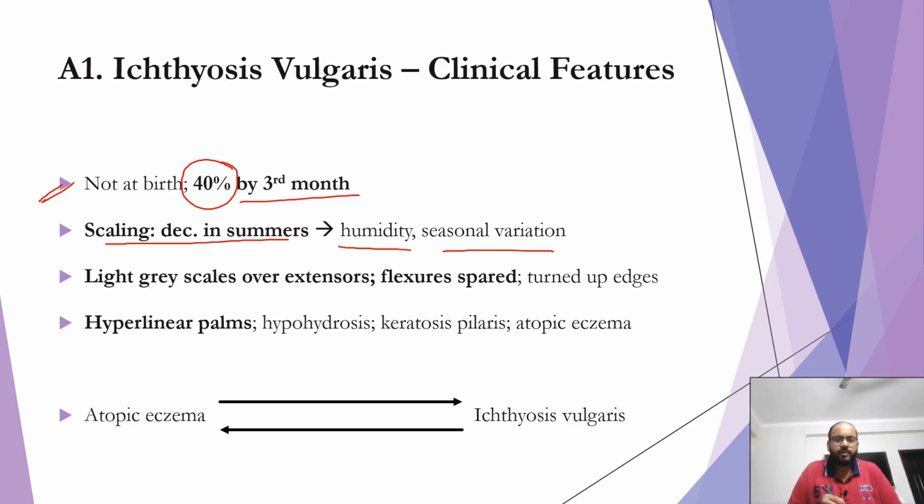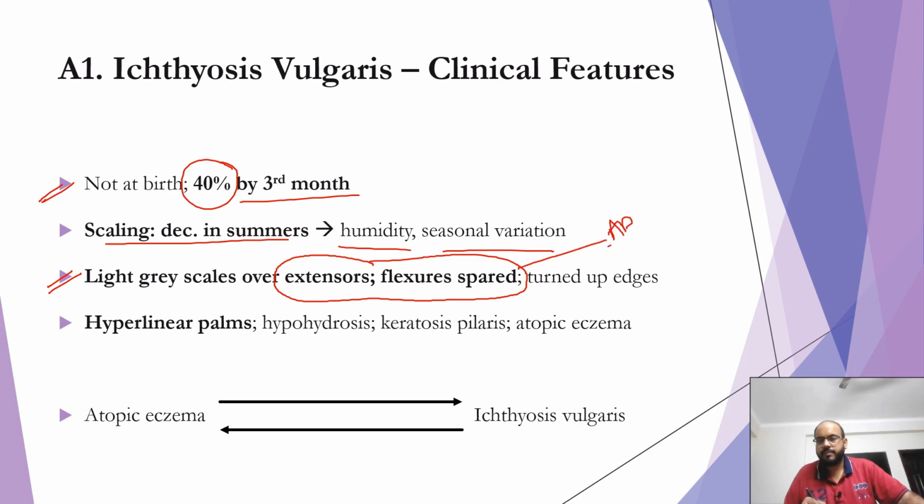Clear? There are light gray scales over the extensors. This you have to remember that in ichthyosis vulgaris, the extensors are involved and flexures are spared. Now remember in atopic dermatitis, you can have flexures involvement, but extensors might be spared. But in ichthyosis vulgaris, the flexures are spared. That means the cubital fossa, the popliteal fossa are spared. Clear?